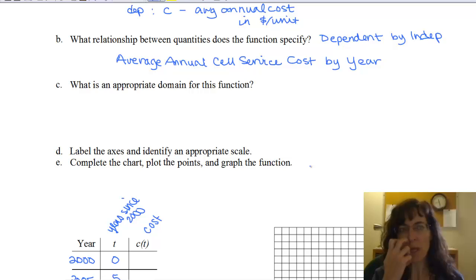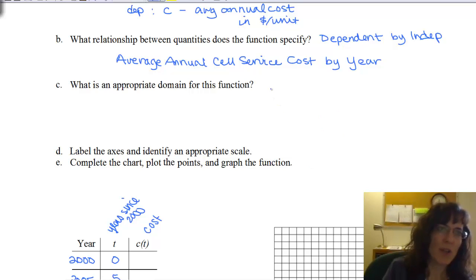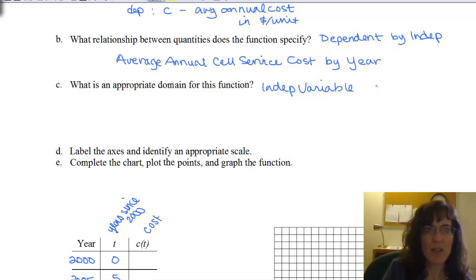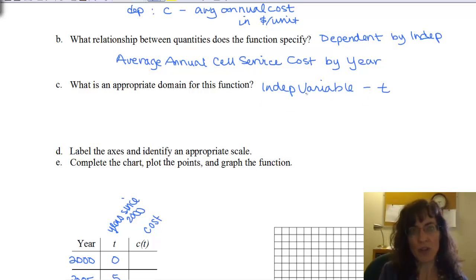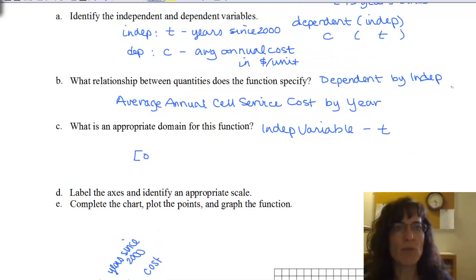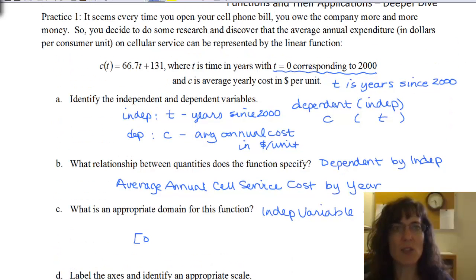So then for a domain, we're thinking, what is the smallest value that we could have for the independent variable? And so we're looking at the t. That's our independent variable, the year. And so when we're looking at the year, we know the smallest value is 0 because our function is defined for the number of years since 2000, or t equals 0 corresponds to 2000. That means starting at 2000, we've defined this function for cell phone cost, but we have no information for before that. So we always start at 0. It can't be any smaller for this type of function, and it could increase.